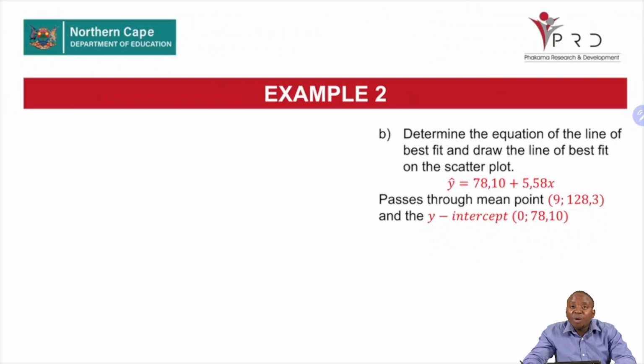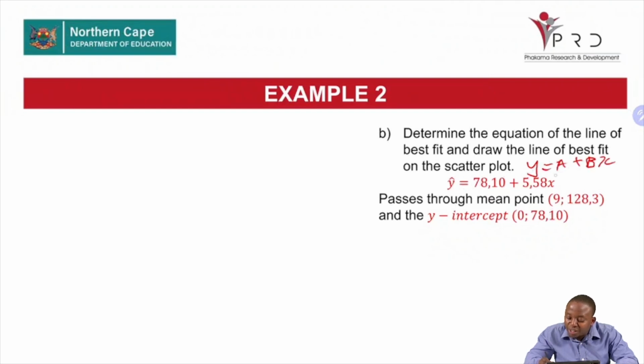Remember, we use the calculator instructions. We plug in the x values and the y values. Thereafter, we now get our equation. Remember, our equation is given as y equals a plus bx. That means our a value in this case is 78,10. Then our b is that one there, which is 5,58, then x. Now remember, we are finding the equation. That is the equation, and we draw the line of best fit on the scatter plot.